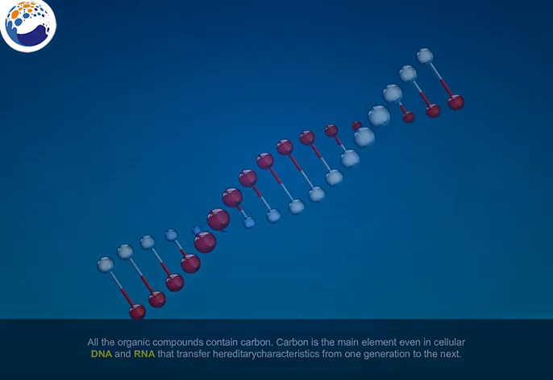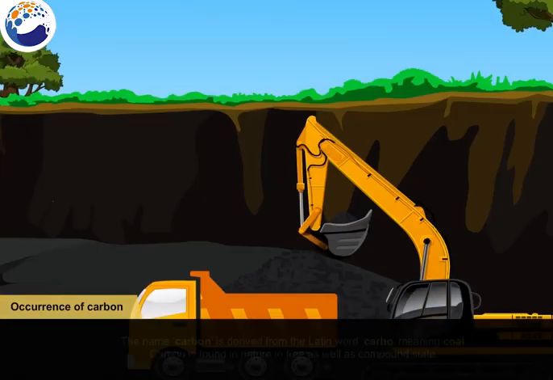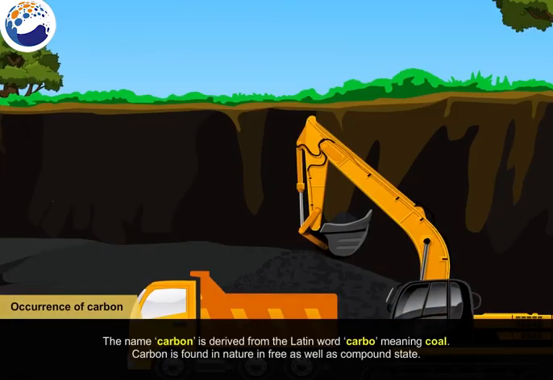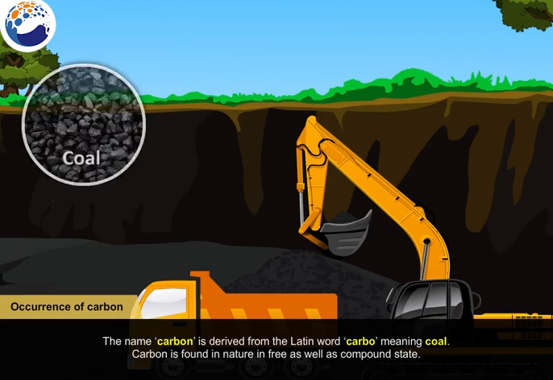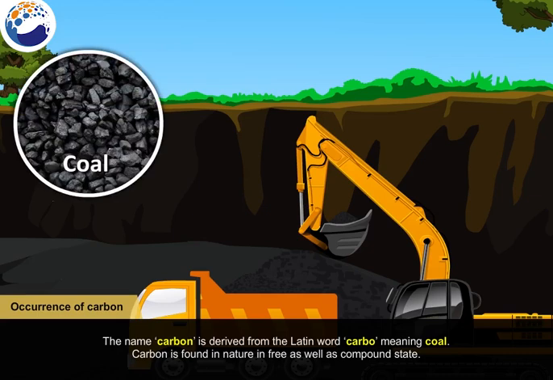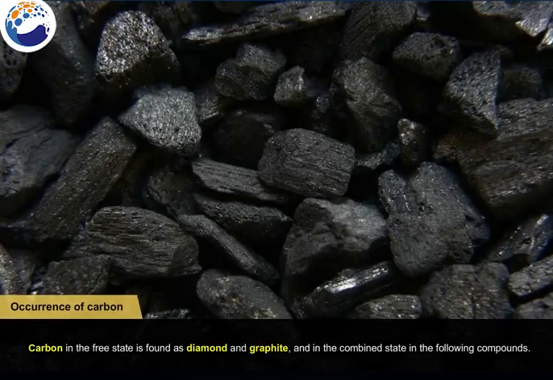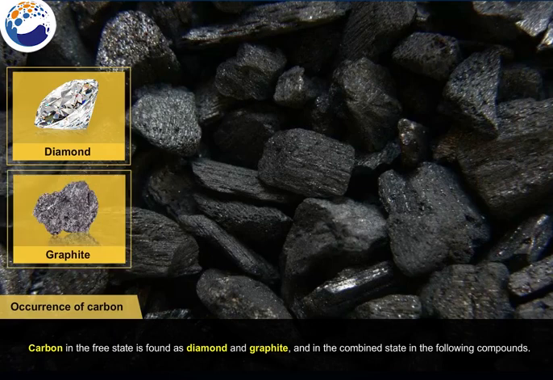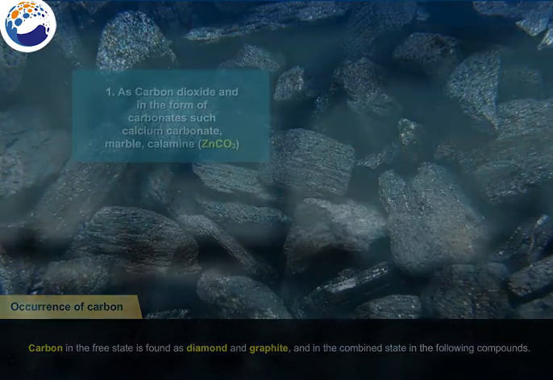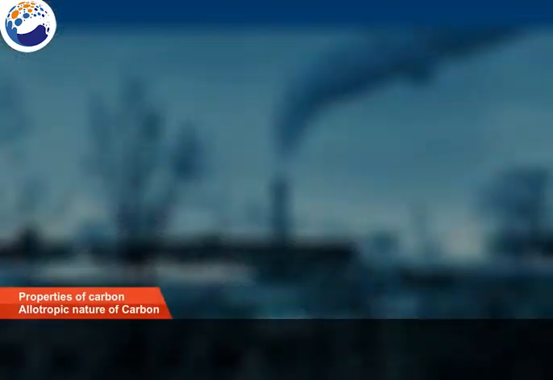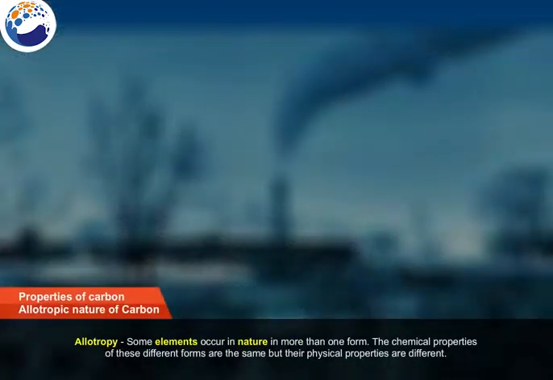Occurrence of carbon. The name carbon is derived from the Latin word carbo, meaning coal. Carbon is found in nature in free as well as compound state. Carbon in the free state is found as diamond and graphite, and in the combined state in the following compounds. Properties of carbon.